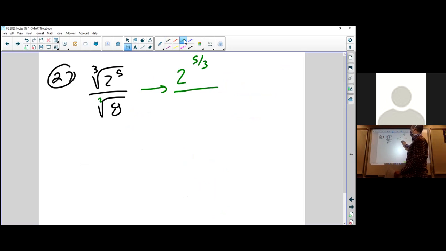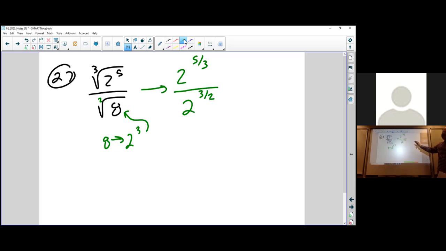I know that I'm going to have something. Can I take 8 and make it 2 to the 3rd power? Is that all right? Which means I could have plugged this back in here, which means I have 2 to the 3/2 power. Is that okay? I have same bases, raise the exponent. So it's tug of war, so it means I'm subtracting the exponent. So 5/3 minus 3/2.